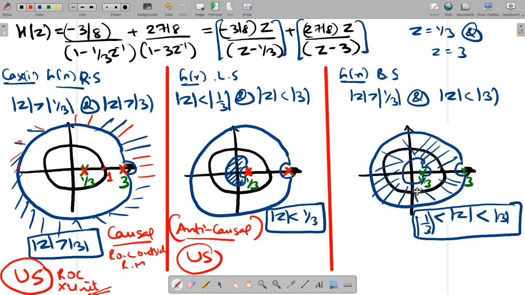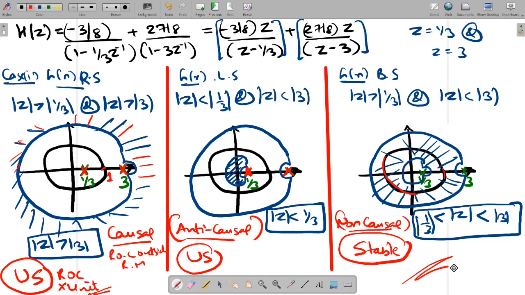What about this region over here? ROC is in between these two poles. So it is non-causal. Is it stable? See, the ROC contains the unit circle. So it is stable. This is how you will do the sums of Z transform. So whenever a sum like this is given to you, you need to find out H of Z, find out the ROCs and plot the ROCs. Now, if they ask you to plot H of n, you must do it accordingly.